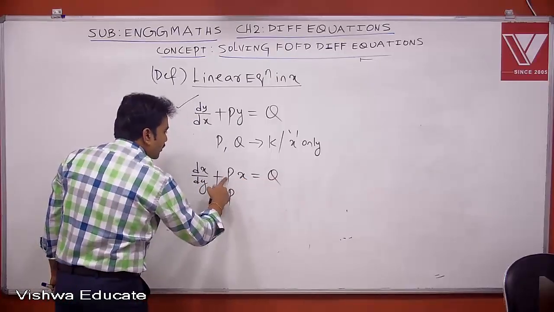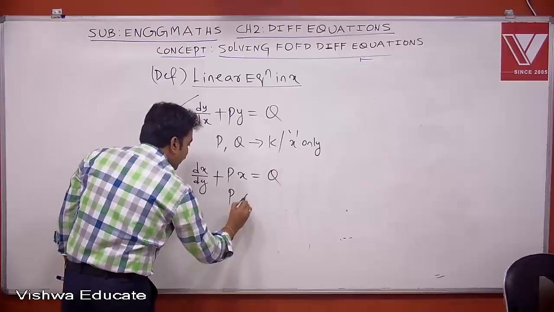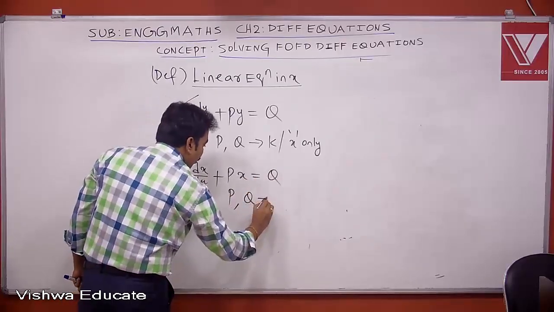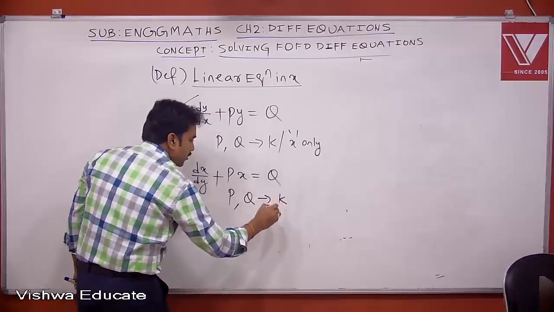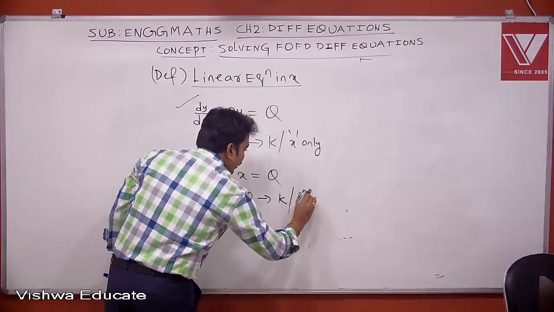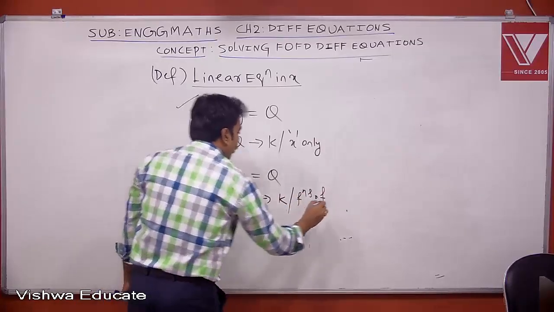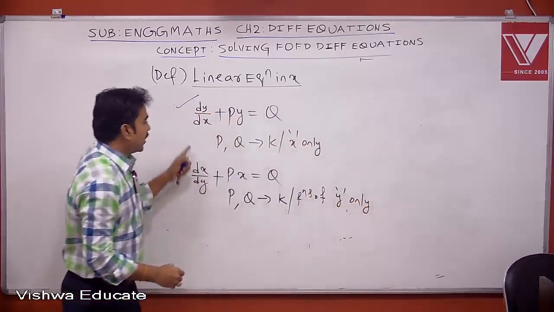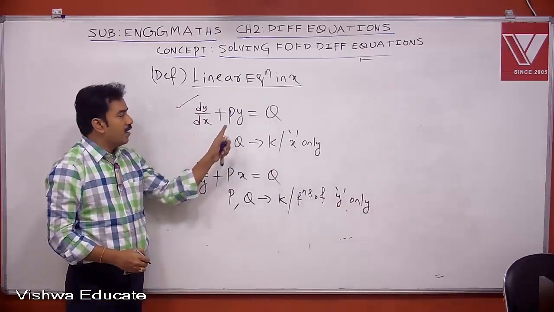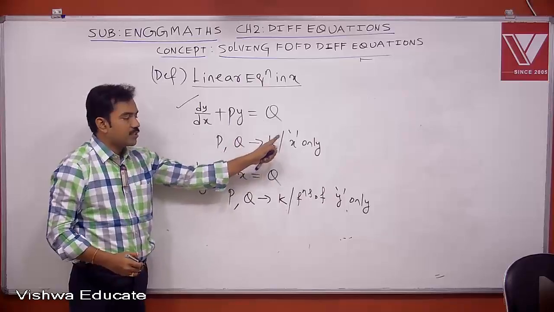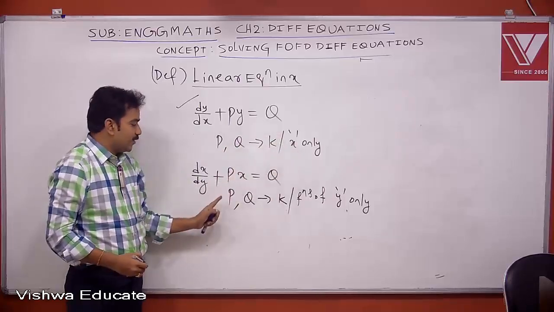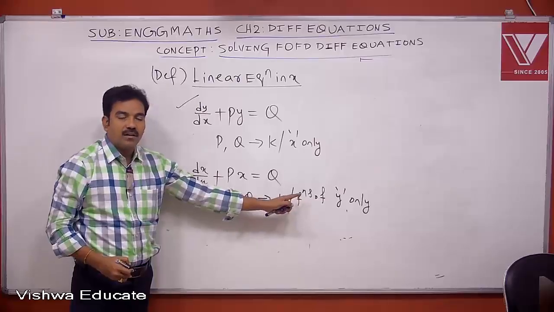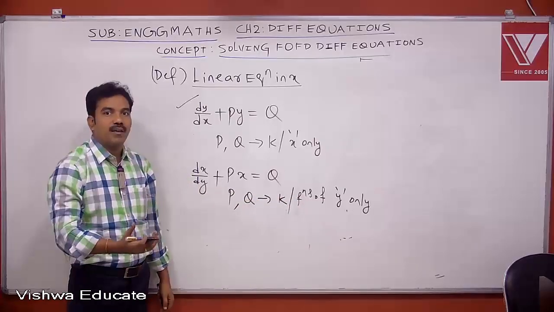What is p? P is either a constant or a function of y only. Even q is also either a constant or a function of y. So p comma q are either constants or functions of y only. Therefore, in case of linear equation in y, p comma q are either constants or functions of x only. In this case, p comma q are either constants or functions of y only. We are just interchanging the positions of x and y.